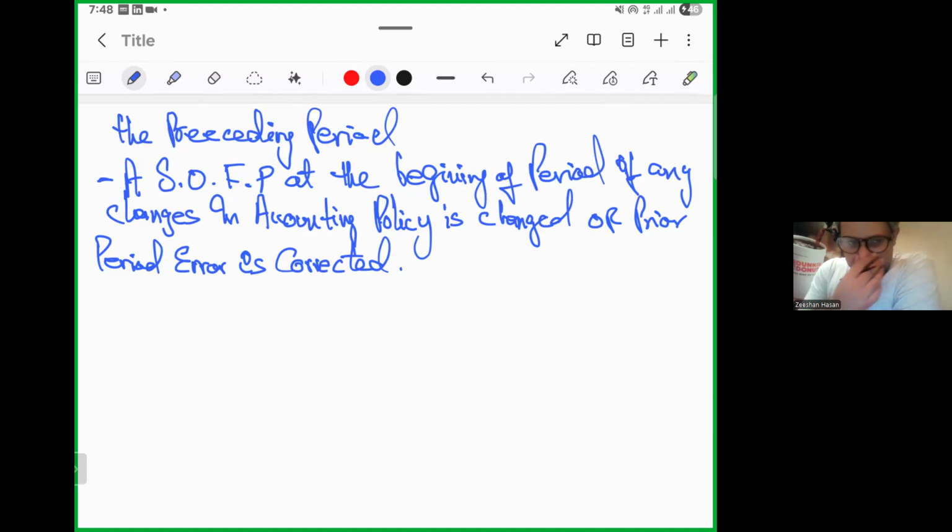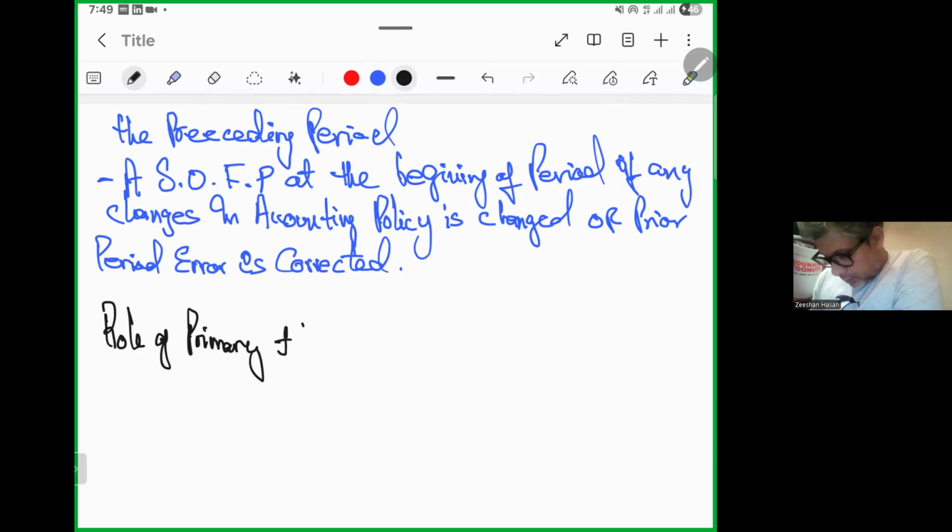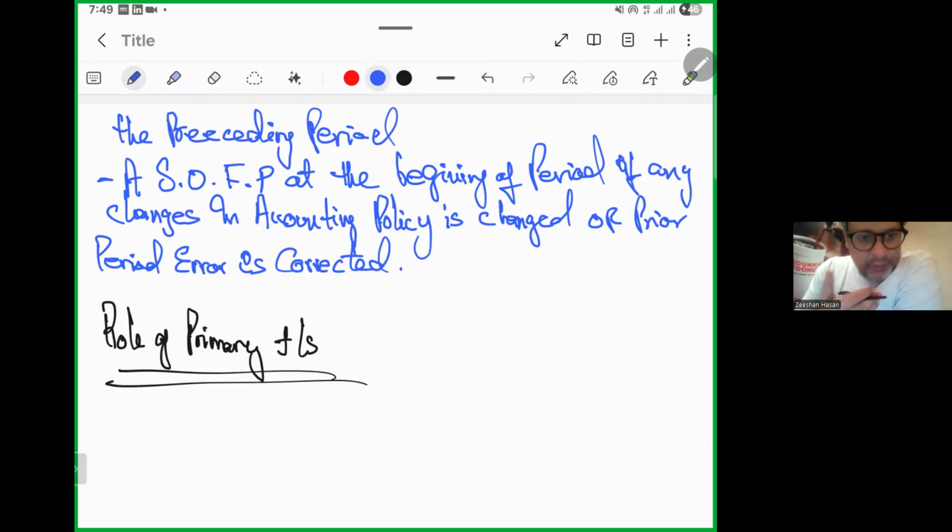As far as the role of the primary financial statements is concerned, the role is to provide structured summaries of companies' assets, liabilities, equity, income, expenses, and cash flows.